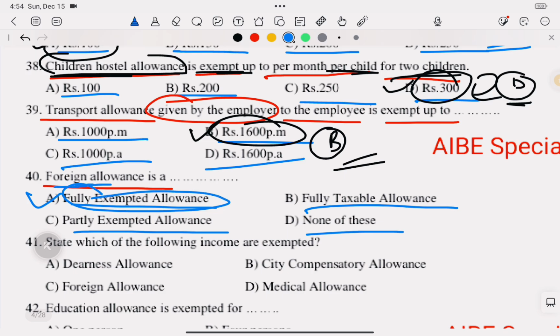That means foreign allowance is a fully exempted allowance. So in this case the correct option would be option A.